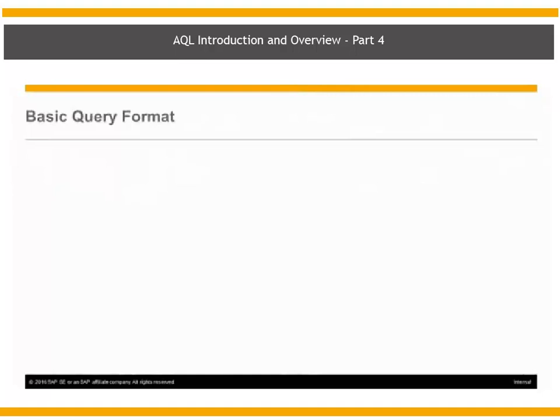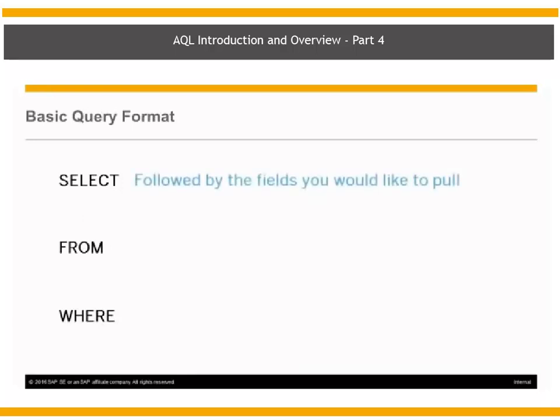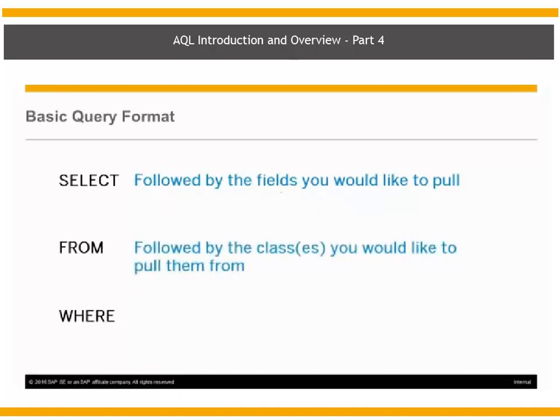Just as in SQL, an AQL string query uses the following base format for query construction: select, from, where. We start with a select statement in which we specify the field or fields we would like to pull. This is the information we want from the database. The select statement is sometimes referred to as the name scope. Next, we specify the from component, which is the class or classes where the information is stored. This is where we will try to locate and retrieve our select fields from.